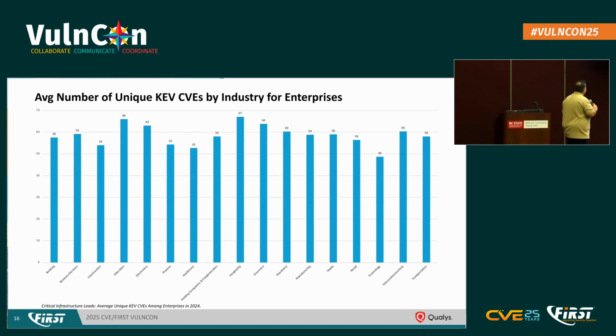Also, very important, we take a look at different industries. These are critical infrastructure industries, and we look at how many unique vulnerabilities are in those different industries. When you look at that, the number is not high, it's around 60. It means that your team and your focus need to be only on those 60 unique.